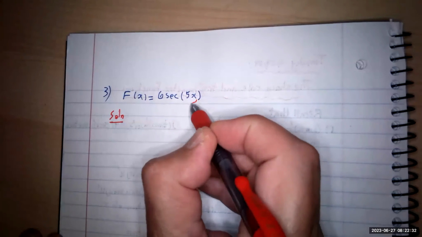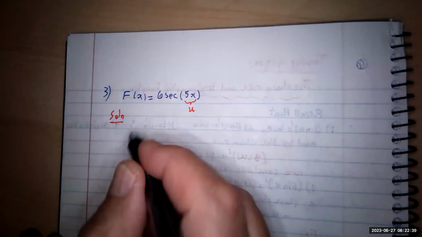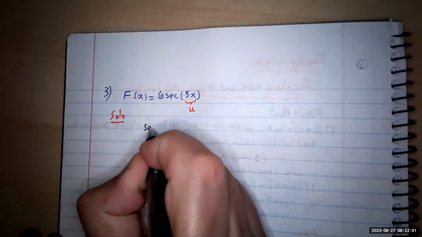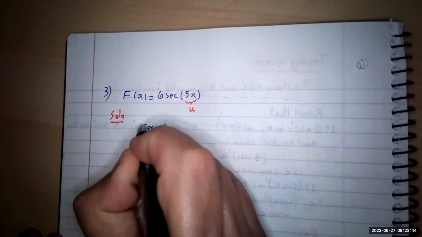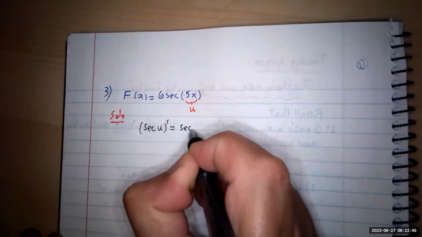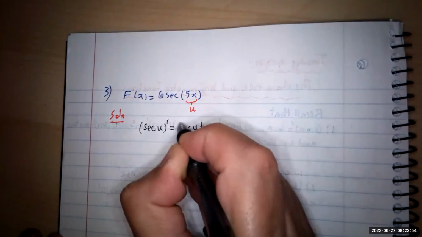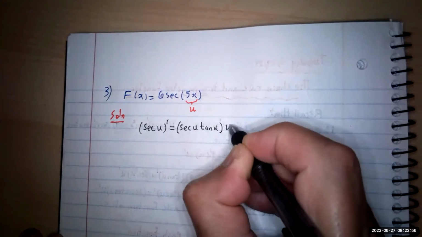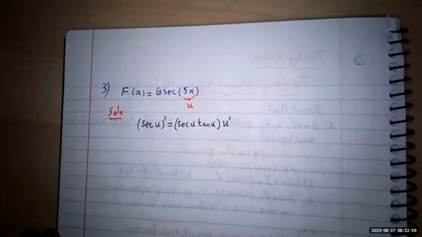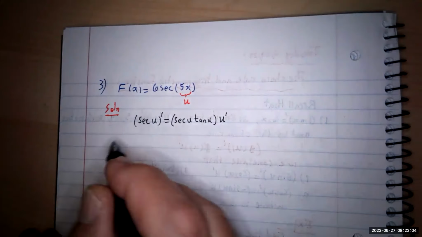You can remind yourself that this is going to be your u this time. The formula that you're going to use is secant. You know that the derivative of secant of u is secant of u times tangent of u times u prime. That's the derivative of the outside function times u prime, the derivative of the inside function. Just copy the formula.